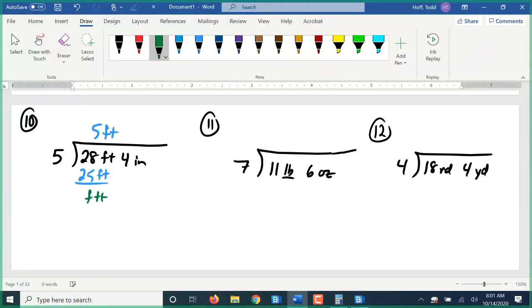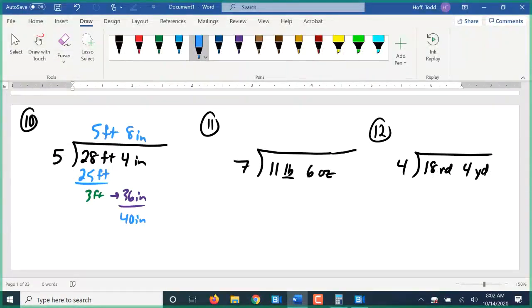Before I bring down the 4 inches, I have to turn that 3 feet. What happened there? Something went terribly wrong. 3 feet. I have to turn that 3 feet into 36 inches. Now I bring down my 4 inches and 36 inches. I have 40 inches. 40 divided by 5 is 8 inches. So it's 5 feet, 8 inches.